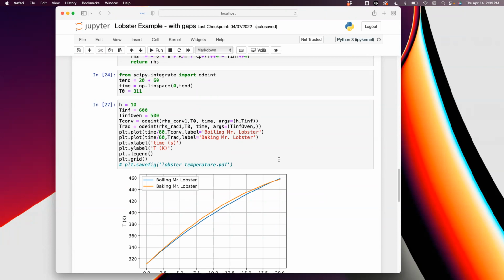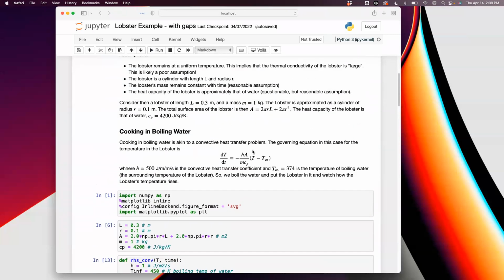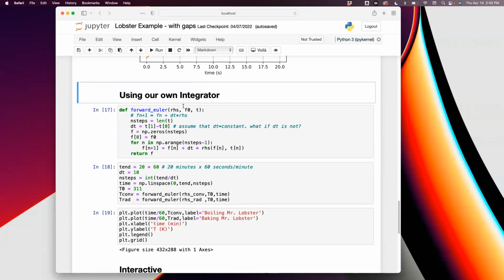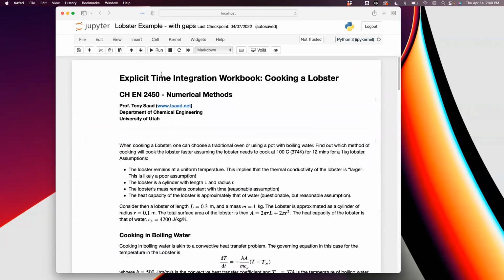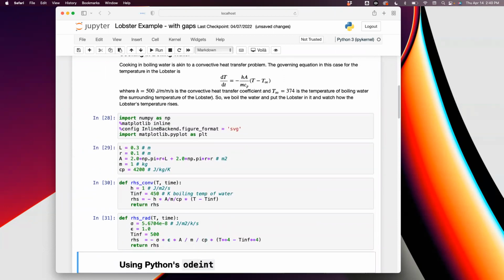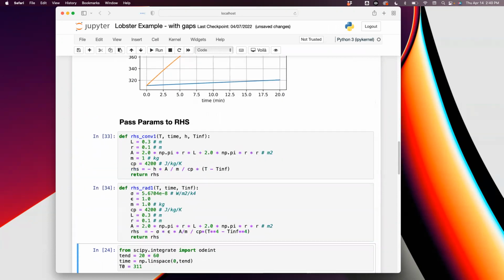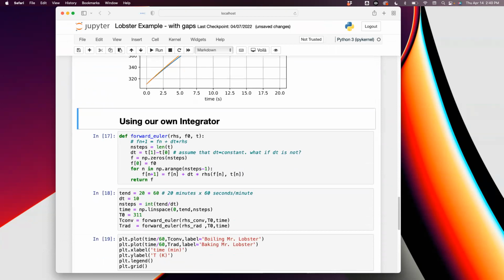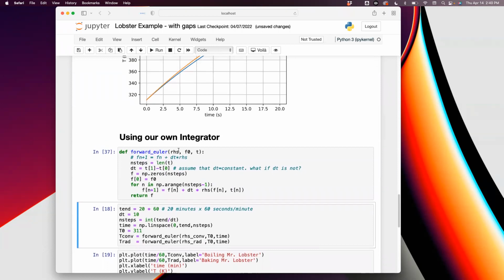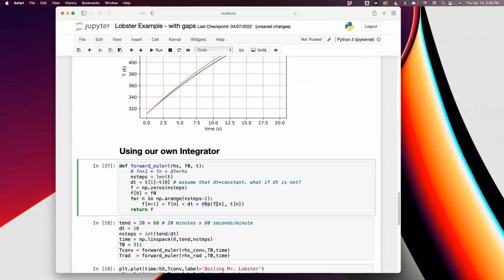All right, so I remember as we did all of this. Okay, so you see there's a section called using our own integrator. So I'm going to go ahead and reevaluate this, to remember what we were doing. Parameters to the right-hand side, etc. And then using our own integrator here, I've implemented the forward Euler method, but note that right-hand side over here is applying F and T.